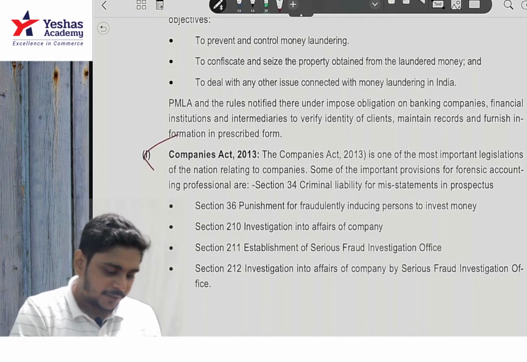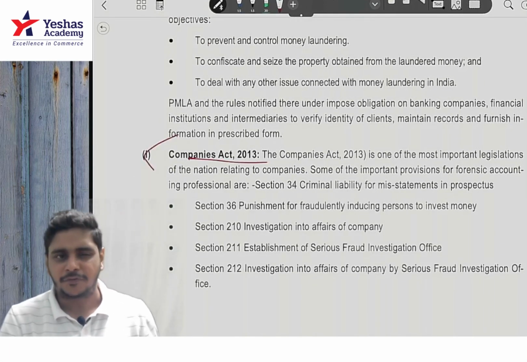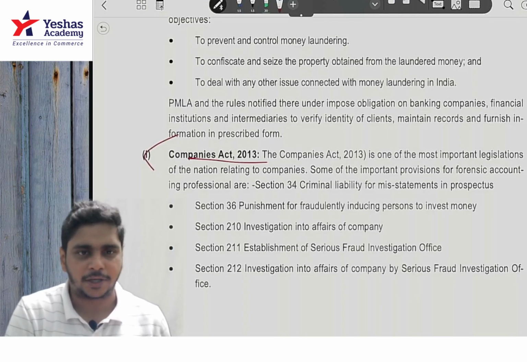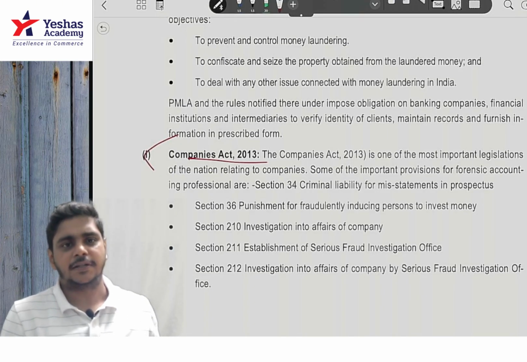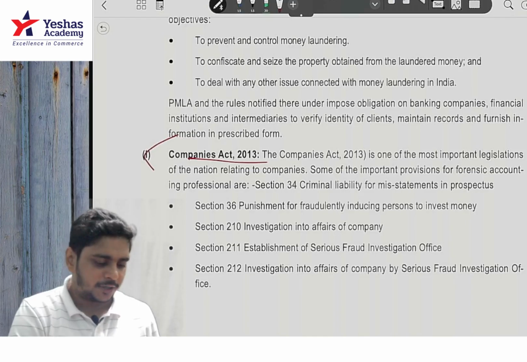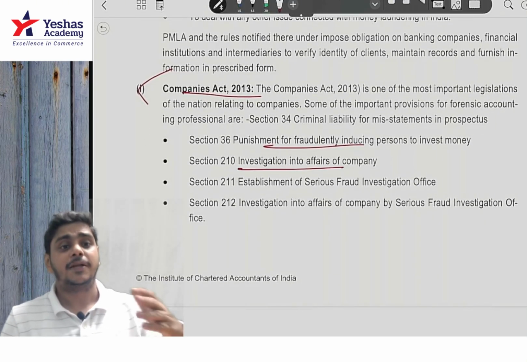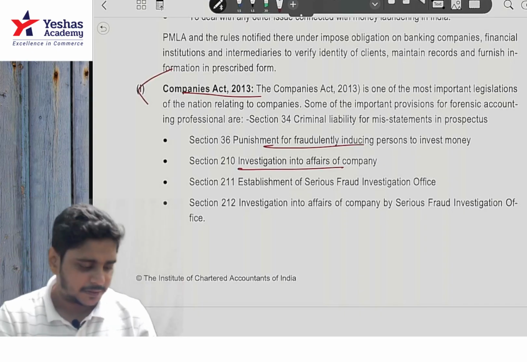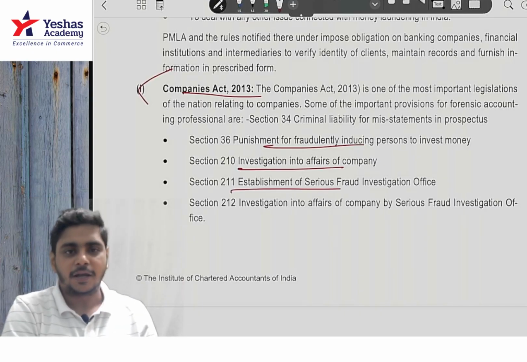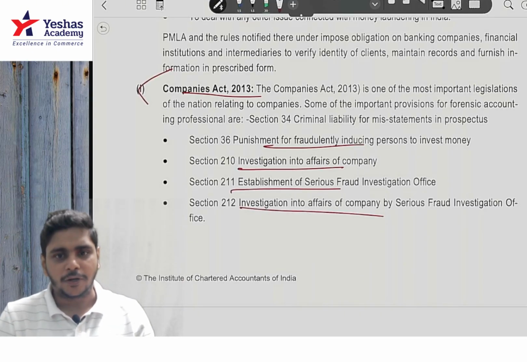Then Companies Act 2013. Very important. You have studied this in law. You must have studied this in audit. So in the Companies Act, a lot of sections are there. Section 36, punishment for fraudulently inducing a person to invest money. Section 210, investigation into affairs of the company. You have studied this in Set A. I have taught you all this. SFIO, investigation by SFIO, section 212, okay.